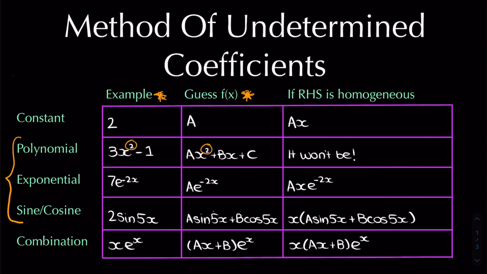Tip 2. For exponentials, keep the guess in the same form as your right-hand side, but always include a constant. This is because if we take the first and second derivatives of exponentials, this is the form it will take.